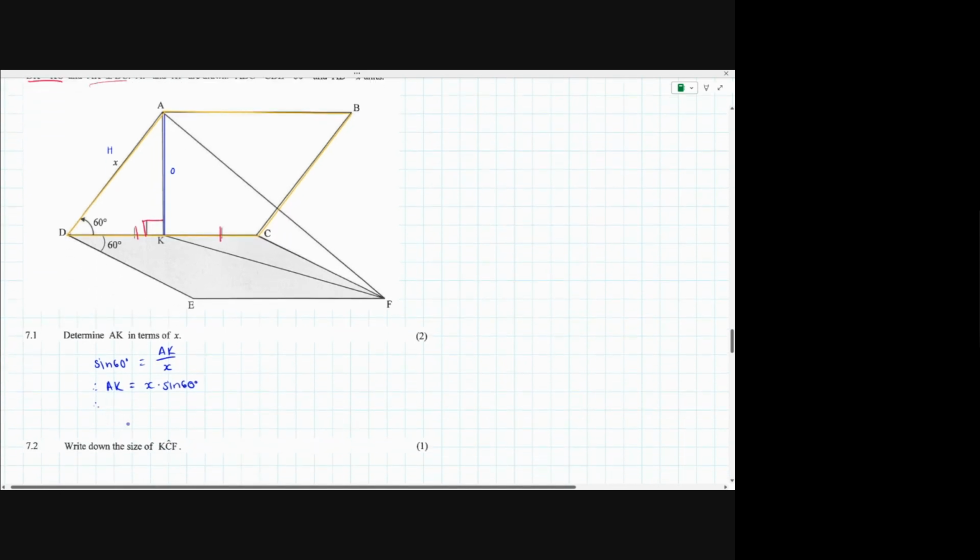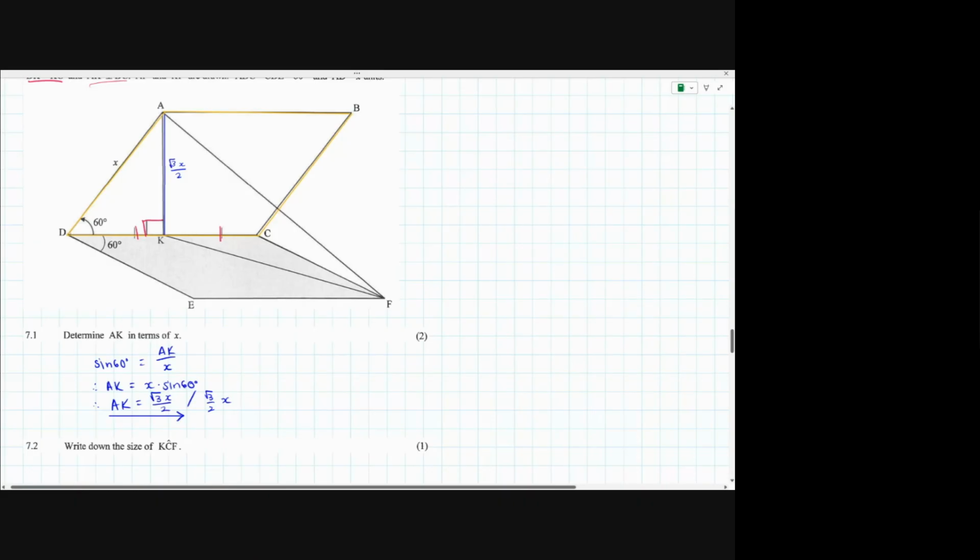And so we can actually work out what that is. Sine of 60 is root 3 over 2. So AK is equal to root 3x over 2, or you can write it as root 3 over 2 with x next to it. It makes absolutely no difference, whatever your heart desires. Okay, so we've got AK. Again, I like to write down what I have because I do find it useful, and I know that I'm going to have to use it later on. So this is root 3x over 2.